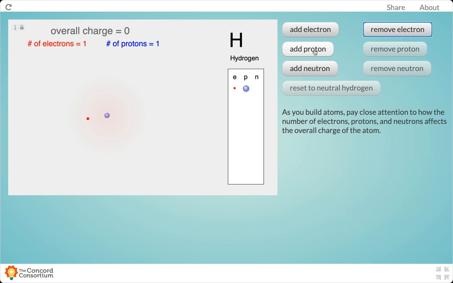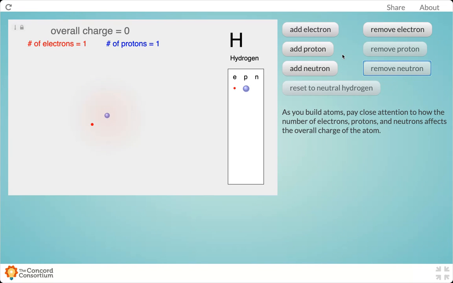What about adding a neutron to hydrogen? So if I click add a neutron, does that change hydrogen into helium? No, it does not. It simply adds a neutron to hydrogen. Nothing else changes. So I'm going to remove a neutron.